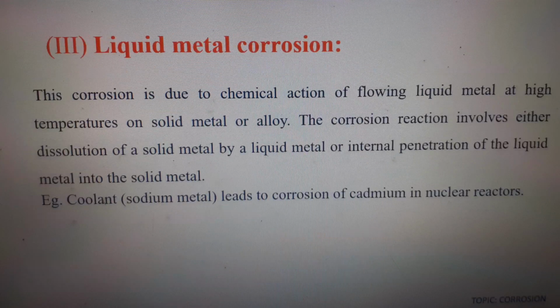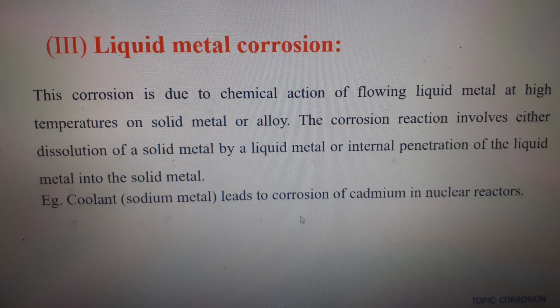Now the last is liquid metal corrosion. This corrosion is due to the chemical action of flowing liquid metal at a high temperature on a solid metal or alloy, and the corrosion reaction involves either dissolution of solid metals by liquid metal or internal penetration of the liquid metal into the solid metal. For example, the coolant, which is sodium metal, leads to corrosion of cadmium in nuclear reactors.